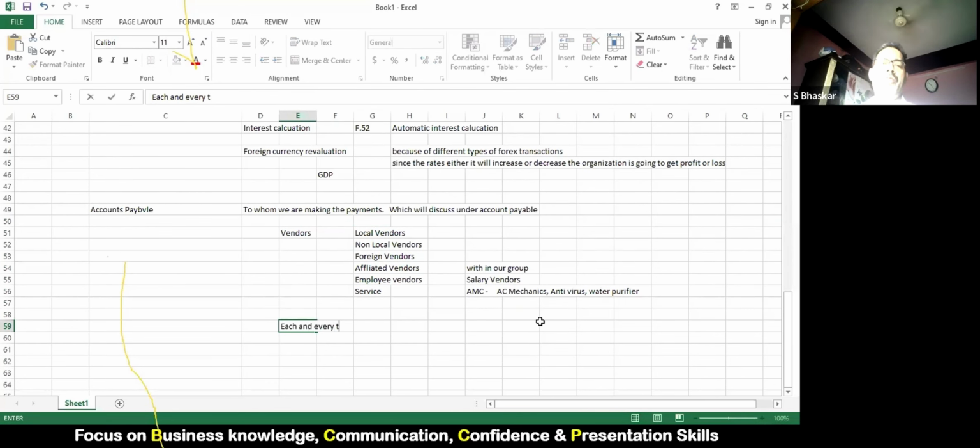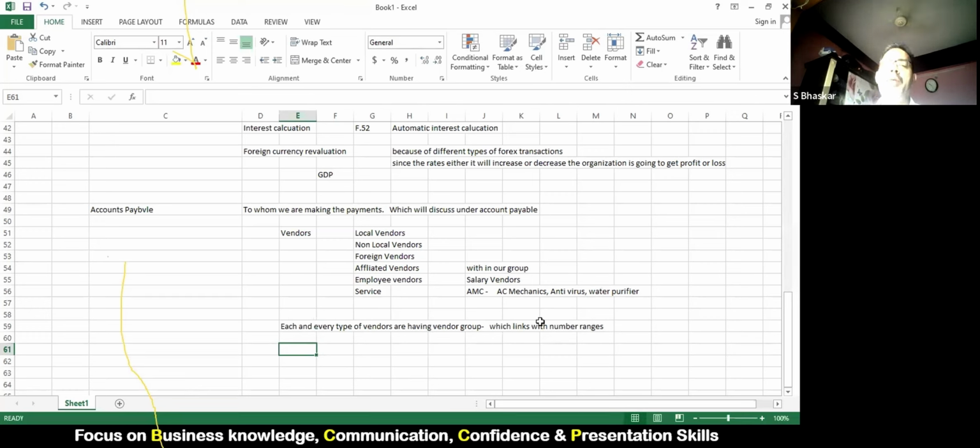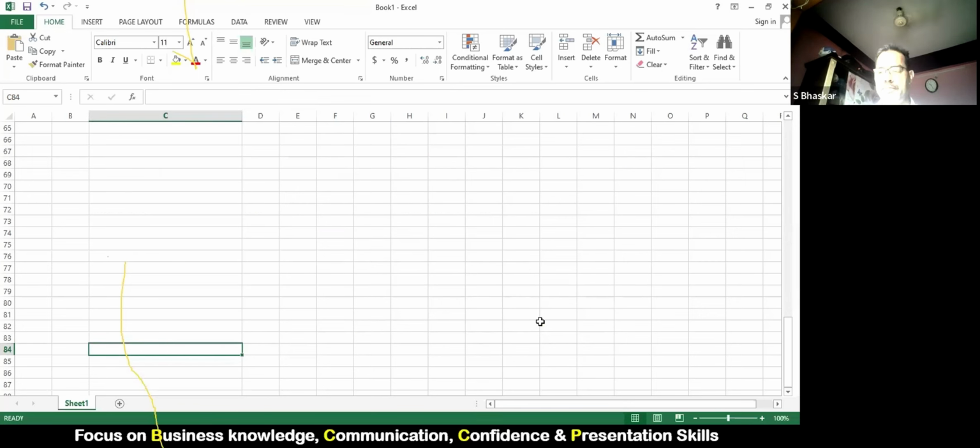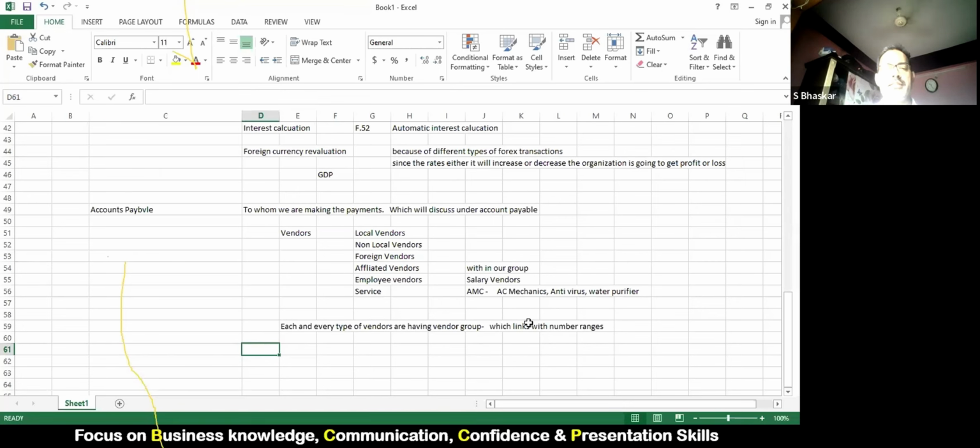Each and every type of vendor has a vendor group, which links with number ranges. So whenever you try to create any kind of vendor based upon this group and number range, the system is going to save it with this specific number. After that you have to create master data.